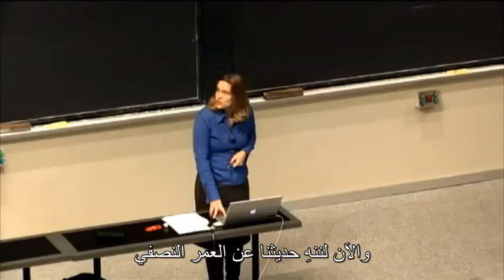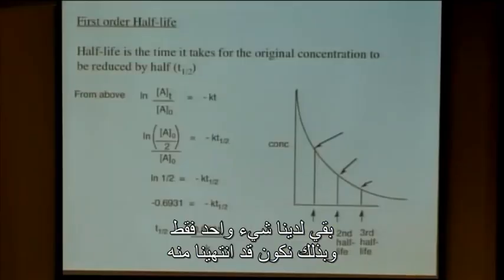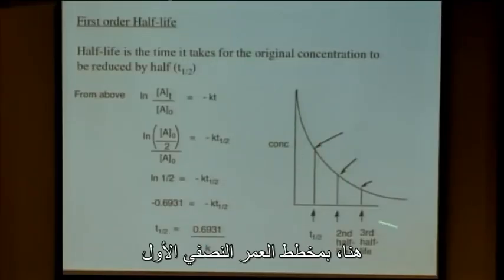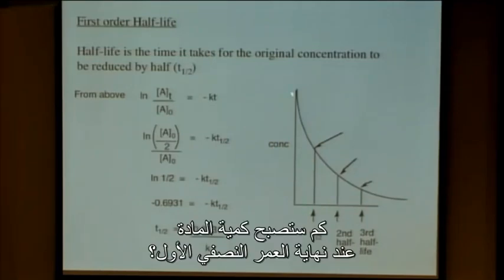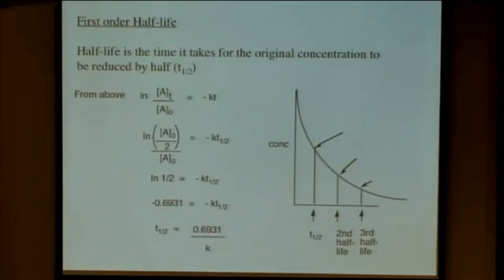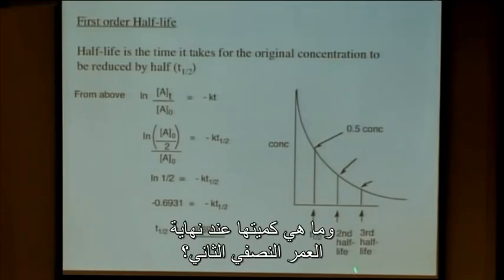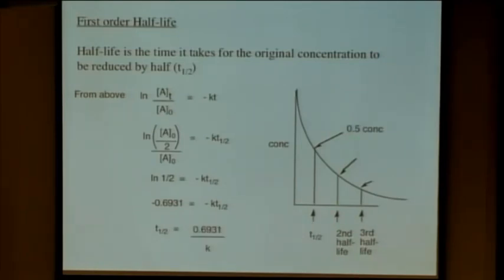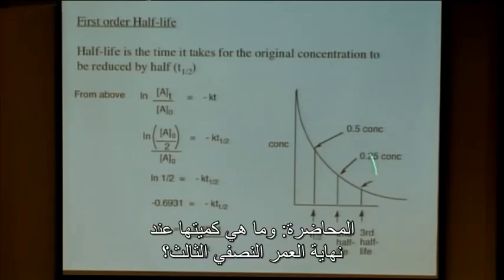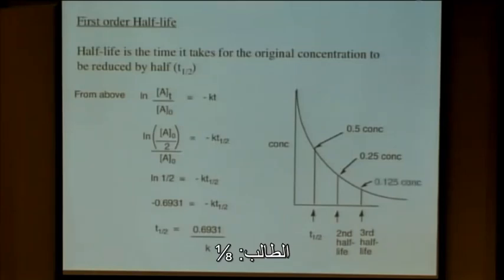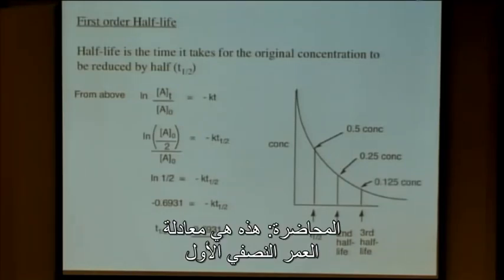And then just to finish up here, we have one more thing to do, and then we're done. So here in a plot for a first-order half-life, the concentration of the material at the first half-life has dropped by how much? A half. At the second half-life, it's what? And the third half-life? Yep. So that's first-order half-life.